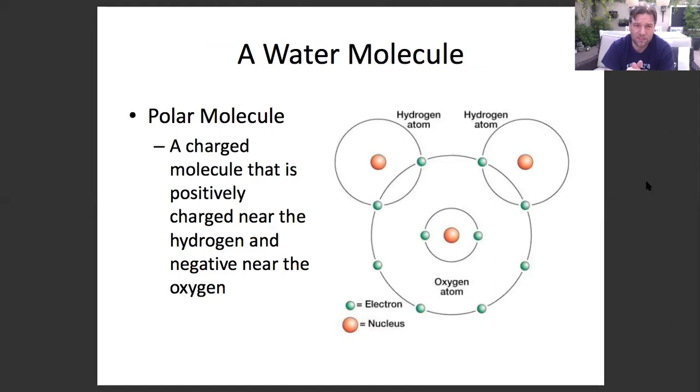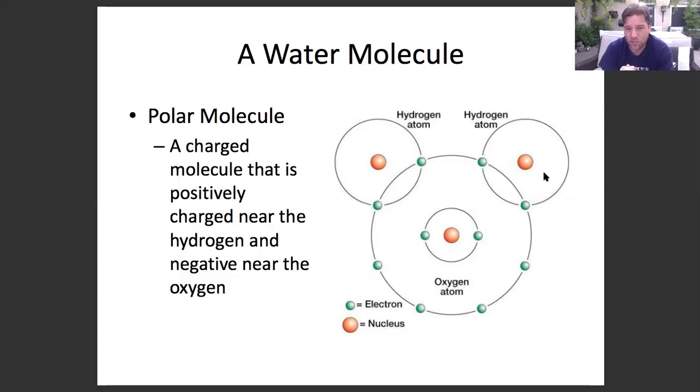So you take a look at the chemistry of water. Water is a polar molecule, and what it means to be polar is that different sides have different charges. So if you take a look, you've got two hydrogen atoms, and then you've got the oxygen atom on the bottom. Well, it sort of looks like Mickey Mouse, right? It's got two ears and a face, and the ears, because this is a proton, are positively charged, and you see these little green electrons are negatively charged.